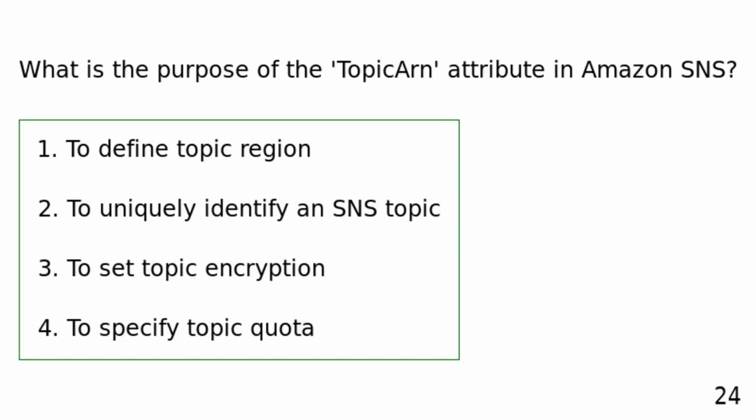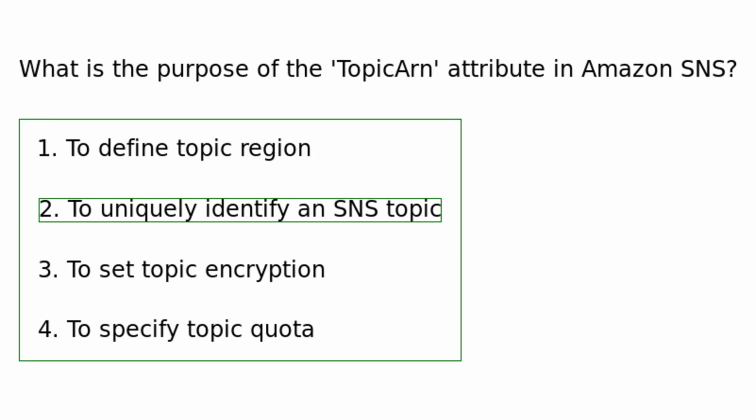What is the purpose of the topic attribute in Amazon SNS? To define topic region. To uniquely identify an SNS topic. To set topic encryption. To specify topic quota. The topic attribute in Amazon SNS is used to uniquely identify an SNS topic across all of AWS, following the Amazon Resource Name format.